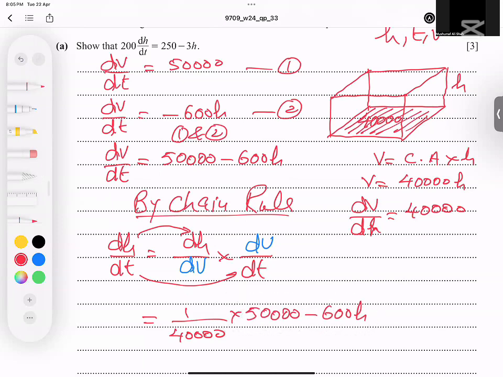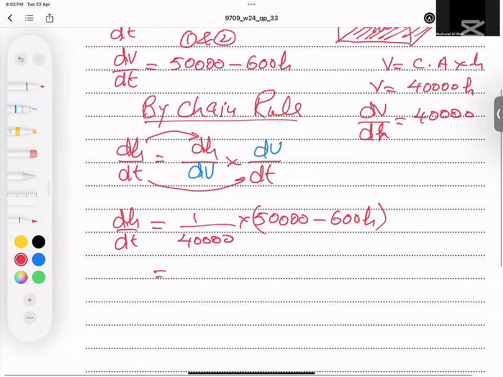Okay. Now, students, on the left-hand side, dH by dt, and I put in brackets. So when I divide 50,000 by 40,000, I get 5 upon 4, number 1. And when I divide 600 by 40,000, I get 3 over 200 H.